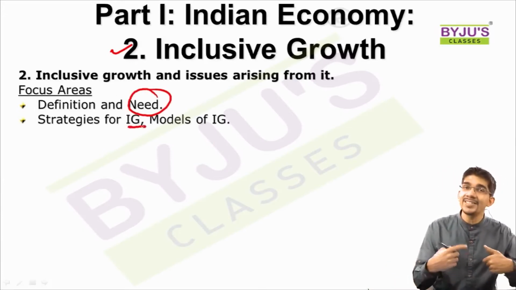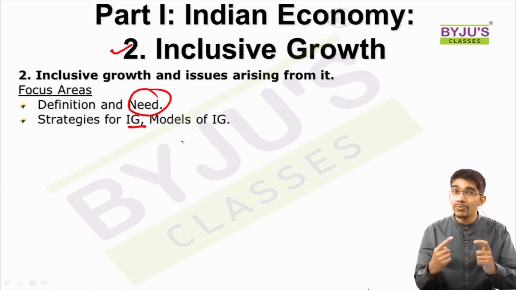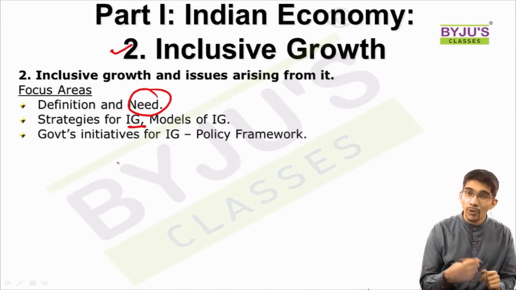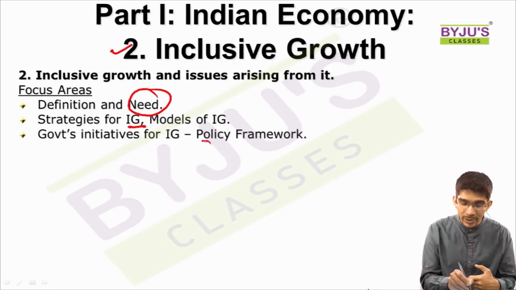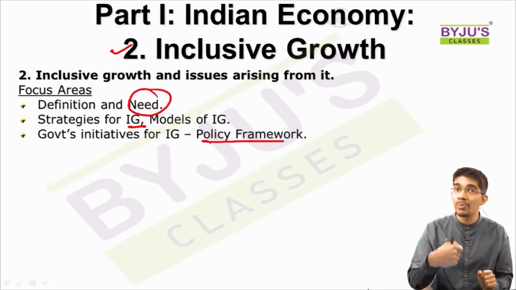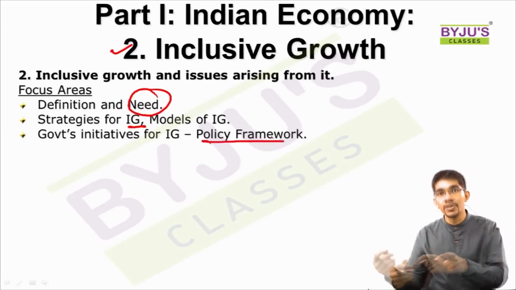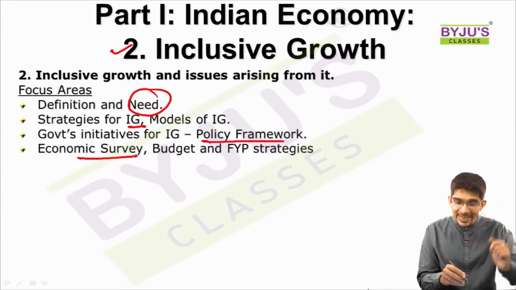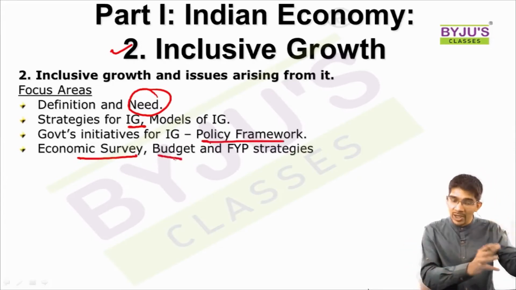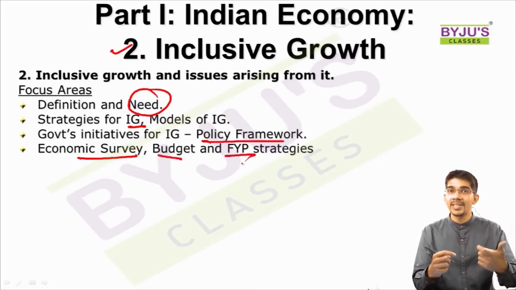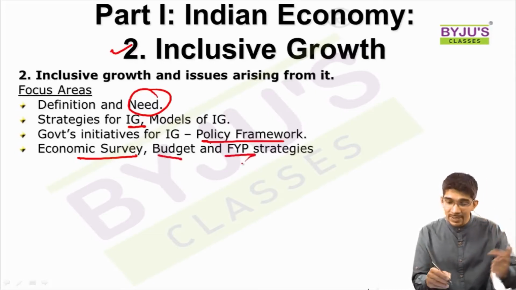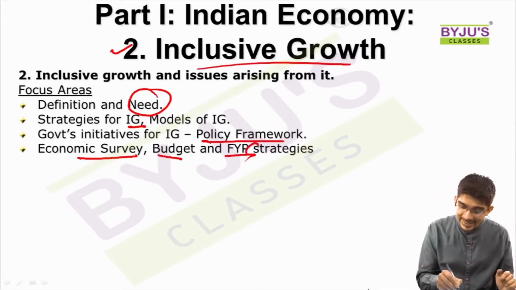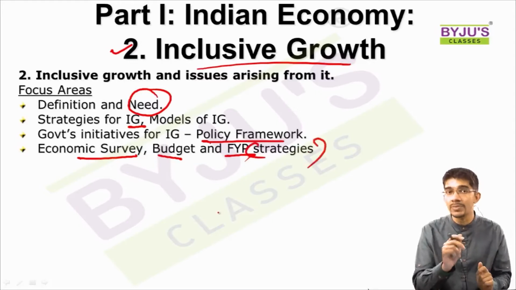What are the strategies for inclusive growth? What are the different models for achieving inclusive growth? These are things we should be focusing on. What are the government's initiatives for inclusive growth? What is the policy framework for it? What are the government programs for it? Again, discussed in the government programs videos. Economic Survey, which shows what the government's ideas are. Budget, which shows what action the government is taking. And 5-year plan strategies, which again show what planning is being done to tackle inclusive growth. All these areas become important for us. Understanding the strategy behind them becomes important.